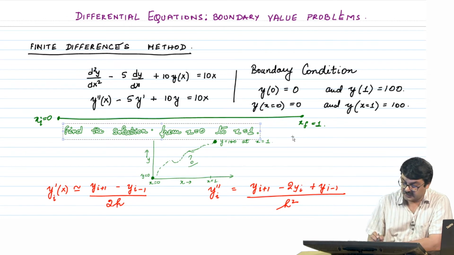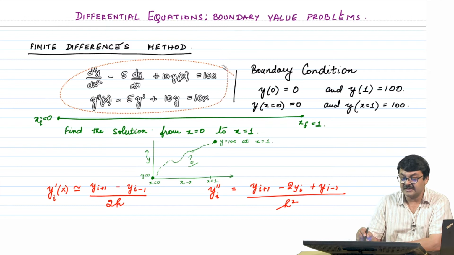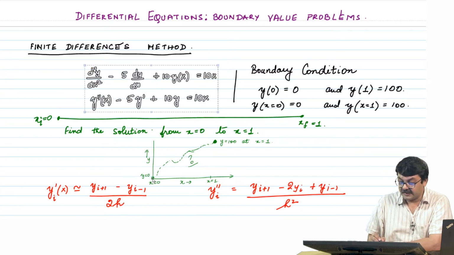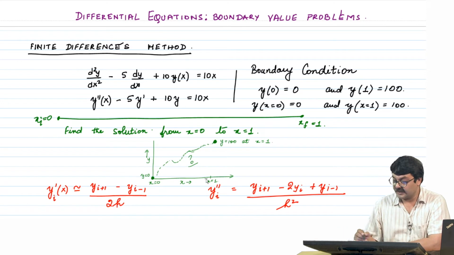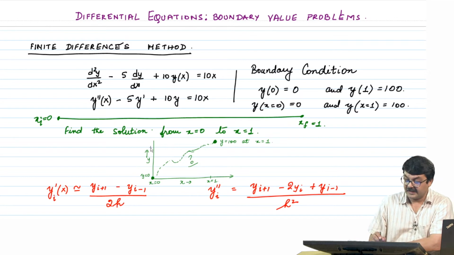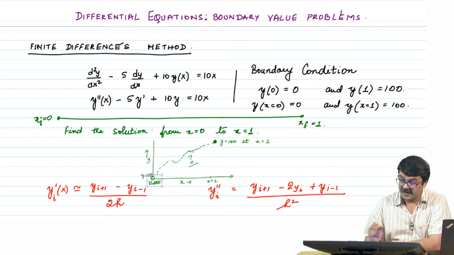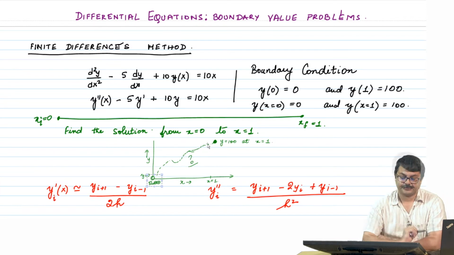And we have to get the solution from x equal to 0 to x equal to 1. So, just to look at it graphically, you have to solve for y as a function of x by solving this differential equation. You know the boundary conditions, that is at x equal to 0, the value of y is 0. At x equal to 1, the value of y is 100. So, at this point and this point you know the value of y, and by solving this differential equation you have to essentially figure out the value of y at the intermediate points.